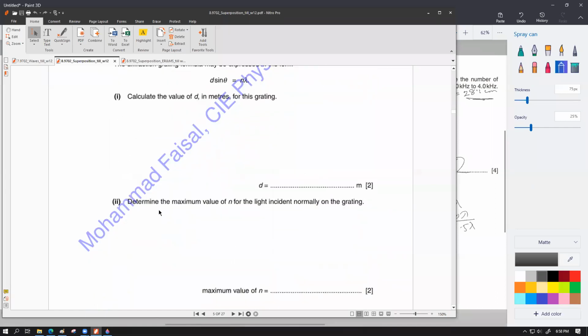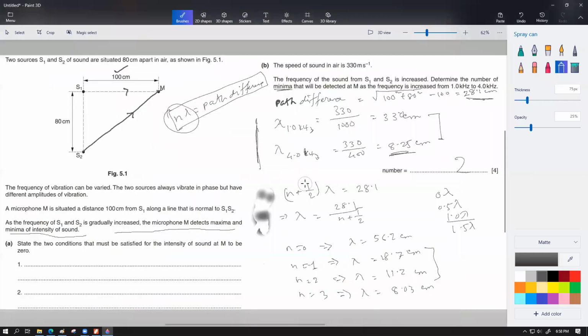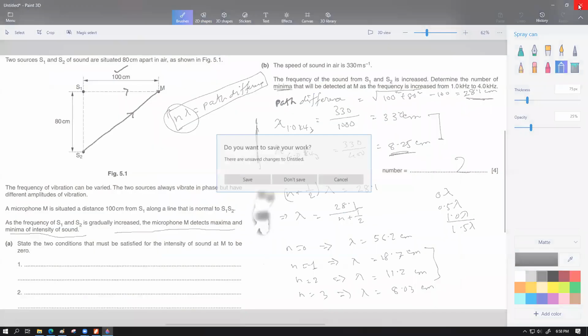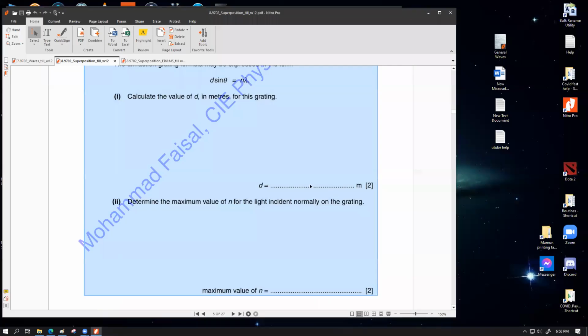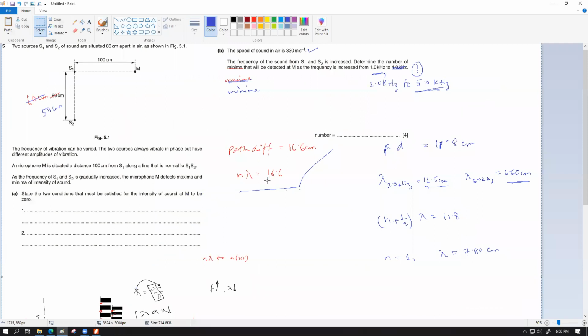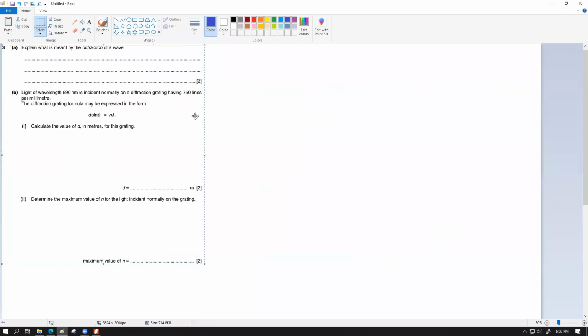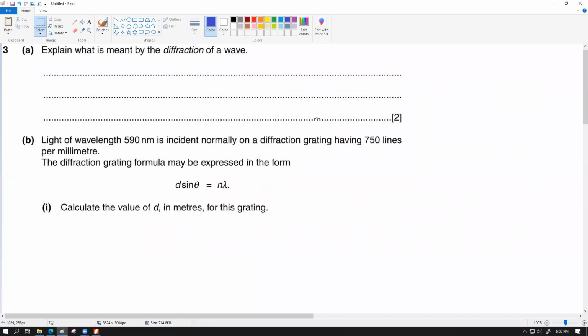And then it says to determine the maximum value of n for the light incident normally on the grating. To calculate this part, we just have to place theta equals 90 degrees. I might as well close this one because I'm not using MS Paint in that format anymore. Here, paste, maximize, and then we can start working.